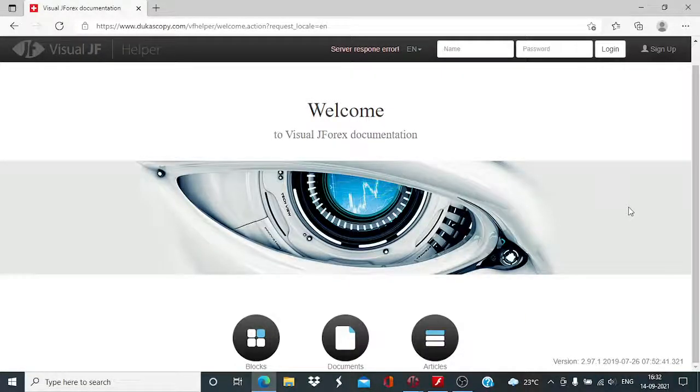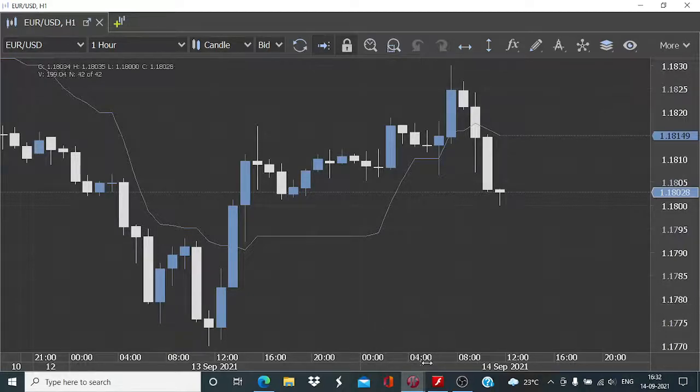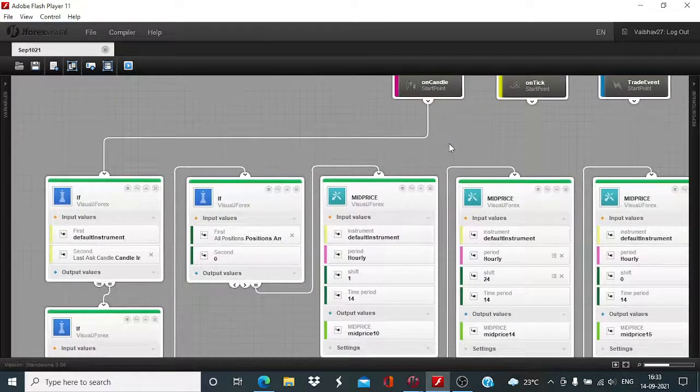Myself, Vaibhav. In today's session of Visual JForex, we will be continuing with the algorithm development using the indicator mid-price. This indicator gives us the mid-price using the closing, high and the low for any underlying instrument, and we can utilize this information to devise a system which will trade with the trend as well as exploit the overbought and oversold scenario. I will be explaining to you how we are going to execute the trade first on the Visual JForex platform, which has been developed by the Dukascopy Bank SA.